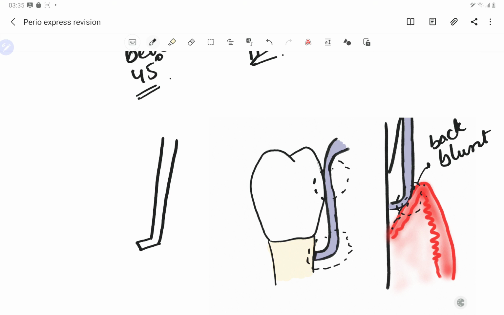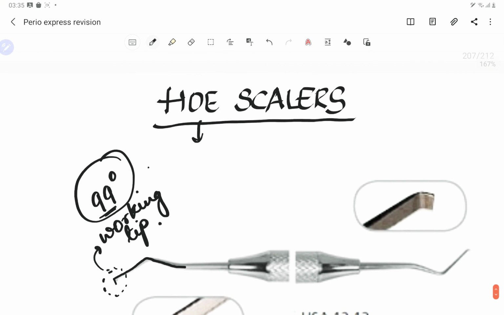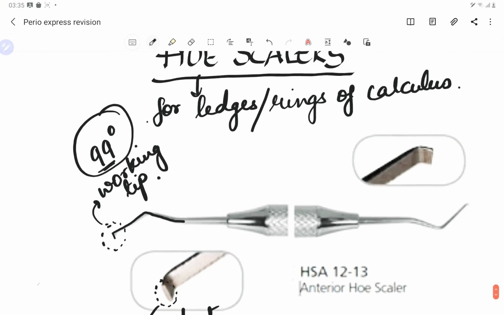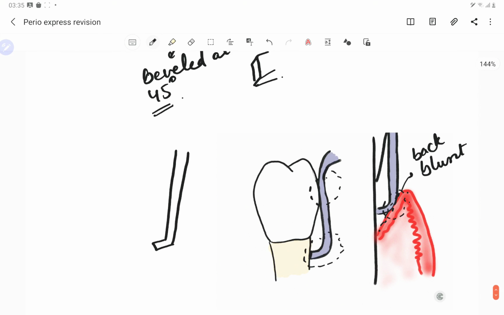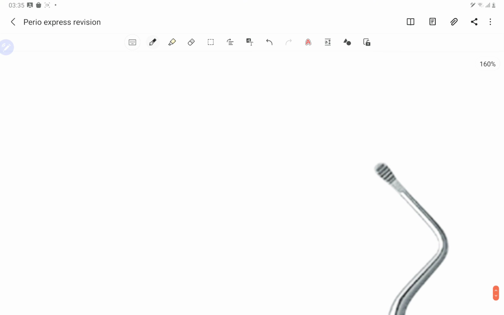So, hoe scalers are used for scaling of ledges or rings of calculus. And the blade is slightly bowed so that it can maintain a 2-point contact on the convex surface of the tooth. So next one, guys, we have are the files.